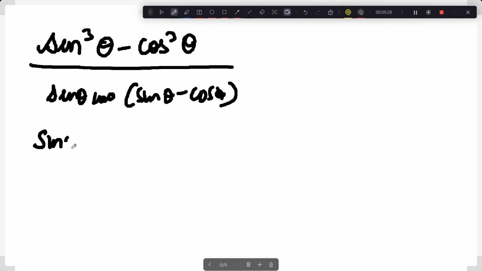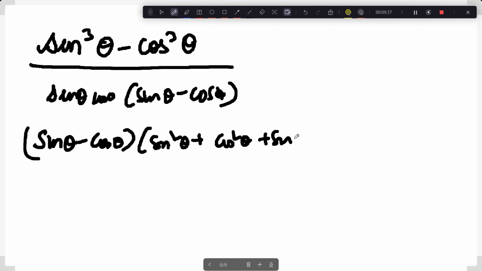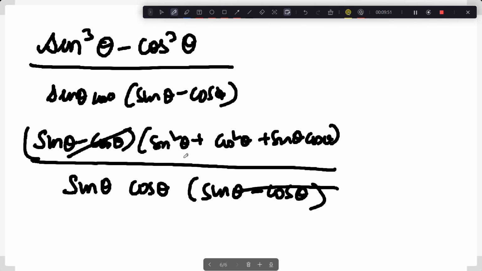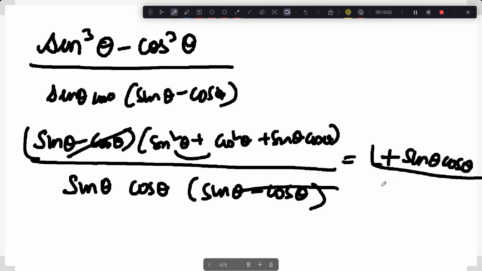What is this sine theta minus cos theta? Sine square theta plus cos square theta plus sine theta cos theta. That is the formula for a cube minus b cube, right? So this and this get cancelled. This plus this is 1. So what is it essentially? 1 plus sine theta cos theta by sine theta cos theta. This is your LHS.